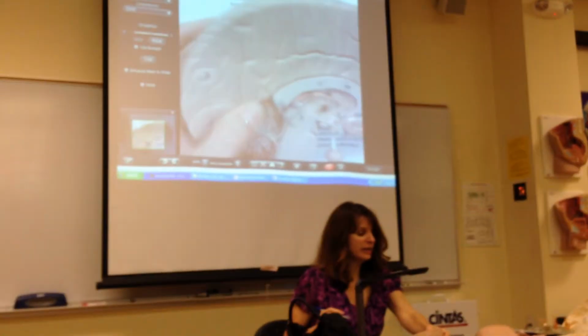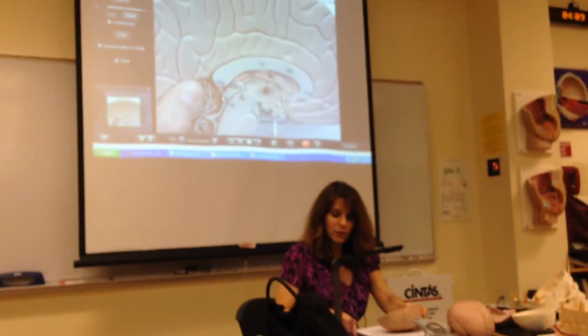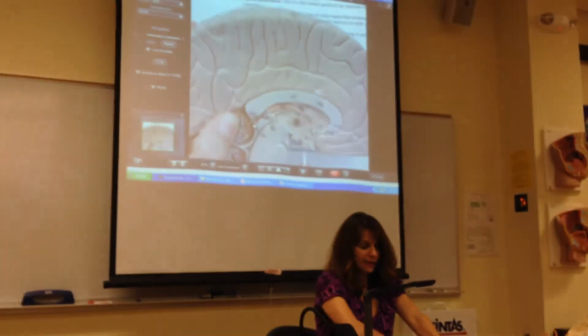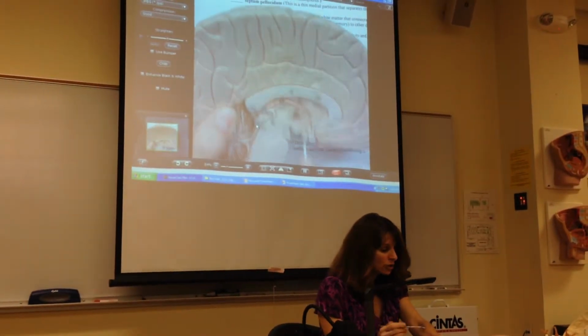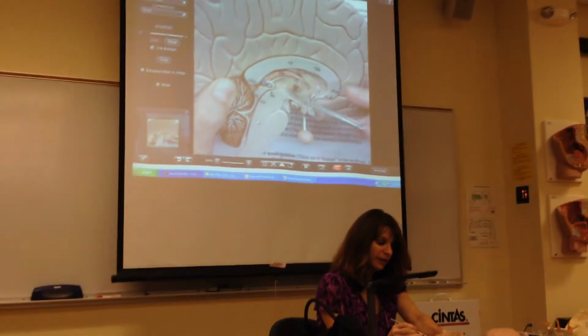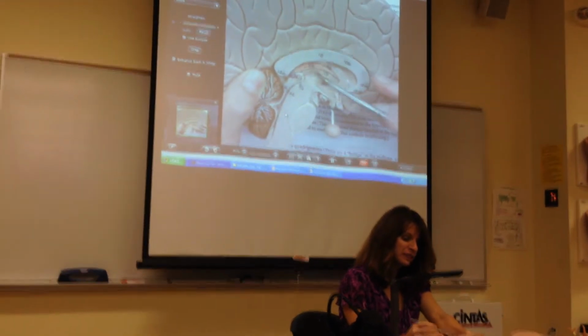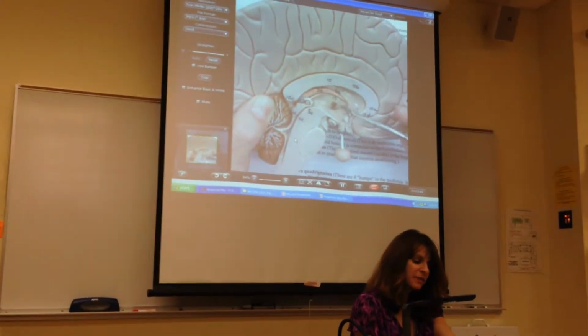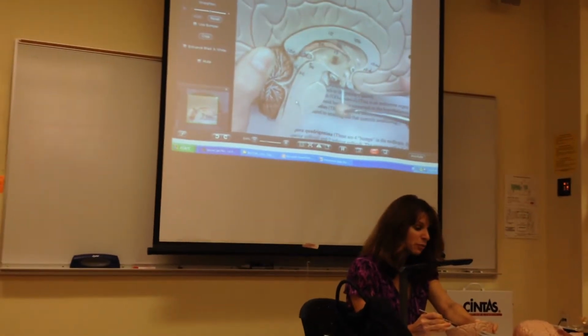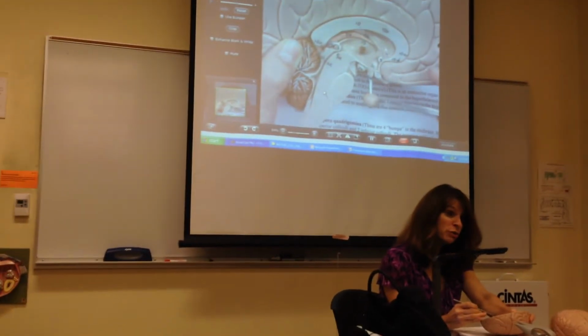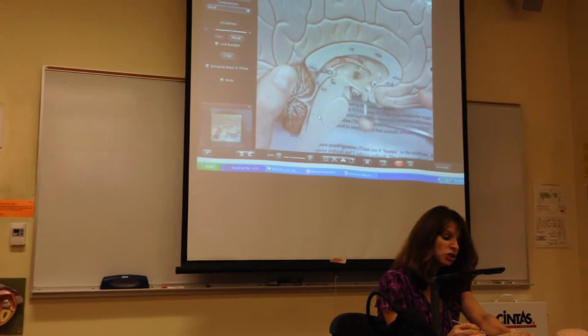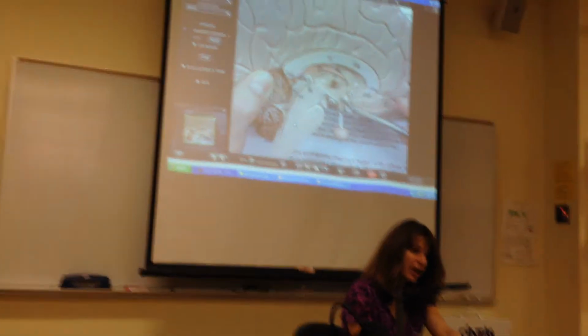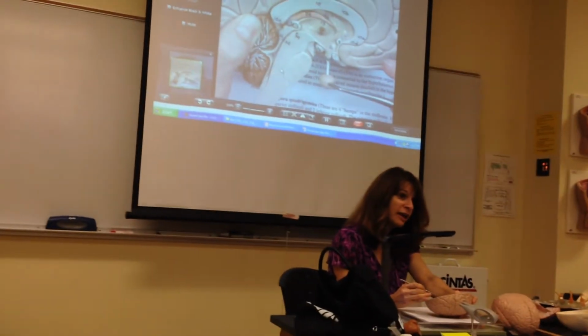Pituitary gland right here. First of all, we see, identify this structure right here: thalamus. This W right here, hypothalamus. This right here, pituitary gland. Can you see this stalk that connects the hypothalamus and the pituitary gland?